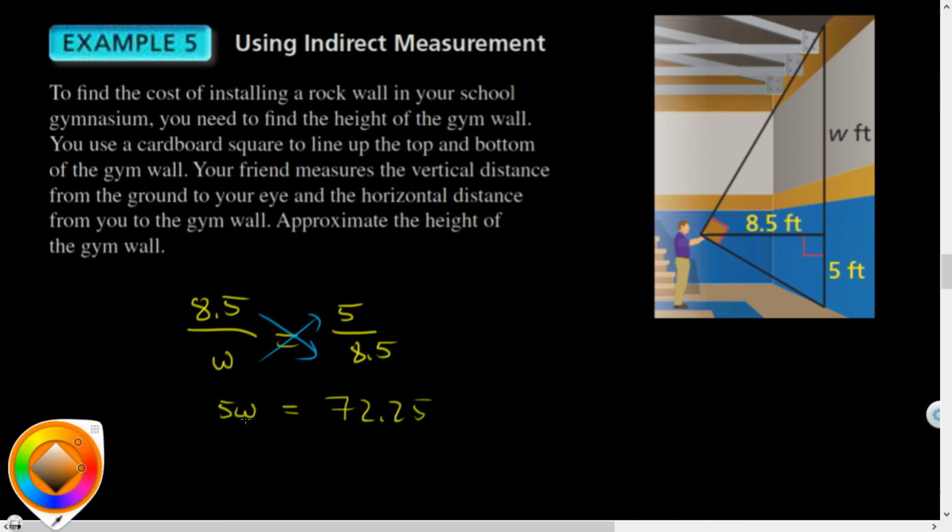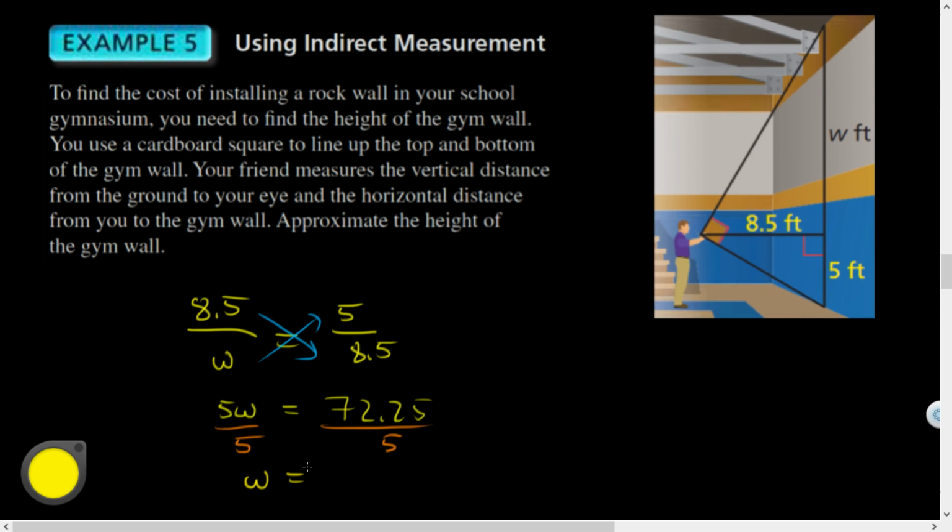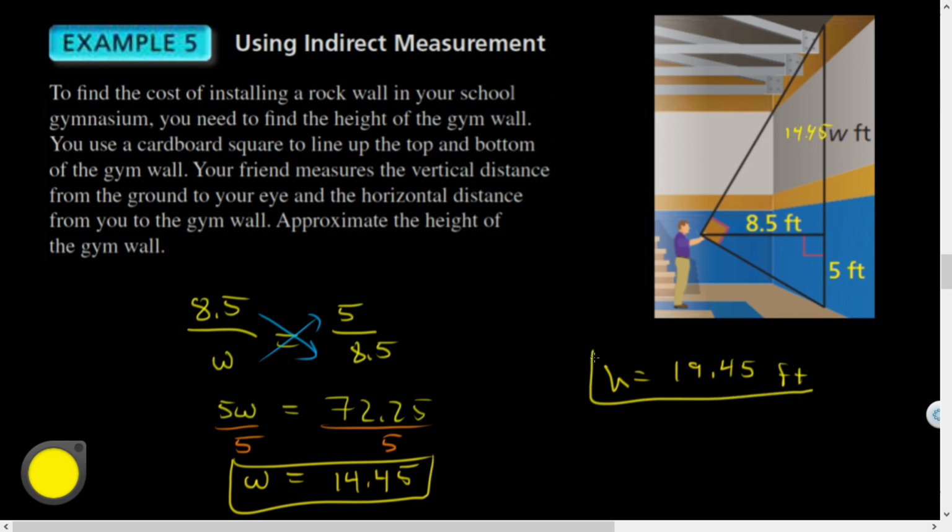And then I'll divide both sides by 5. And I'll have W is equal to 14.45. All right, now, I didn't answer the question. What do they want us to do? The height of the wall. So H is going to equal 19.45 when I find the total, right? And that's feet. Yeah, that's right.